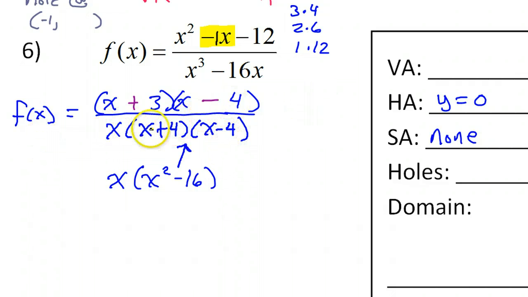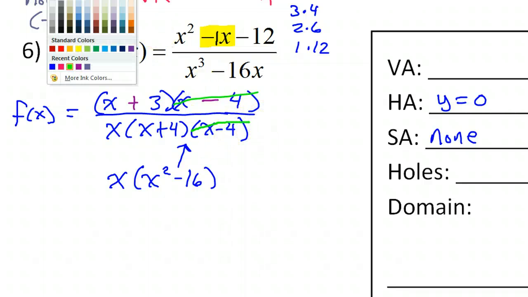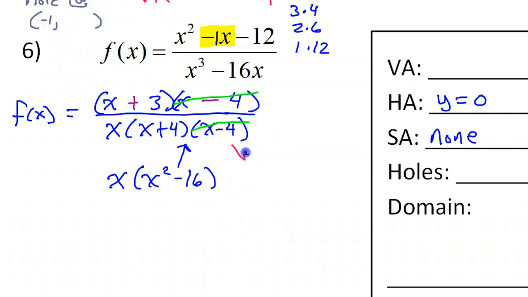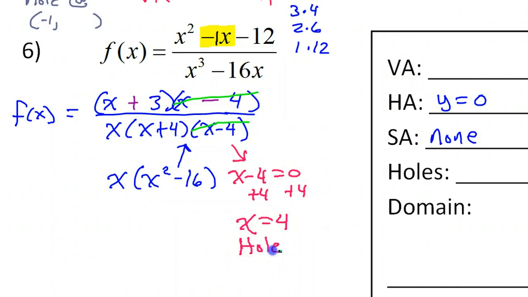Usually I look at the denominator for my vertical asymptotes. But before you do that, you have to see if any factors will cancel out, because any factor that cancels out is going to give you a hole instead of an asymptote. So these canceled out. If I set x minus 4 equal to 0 and solve, this x equals 4 is not a vertical asymptote. This is going to give me a hole at 4 comma something.